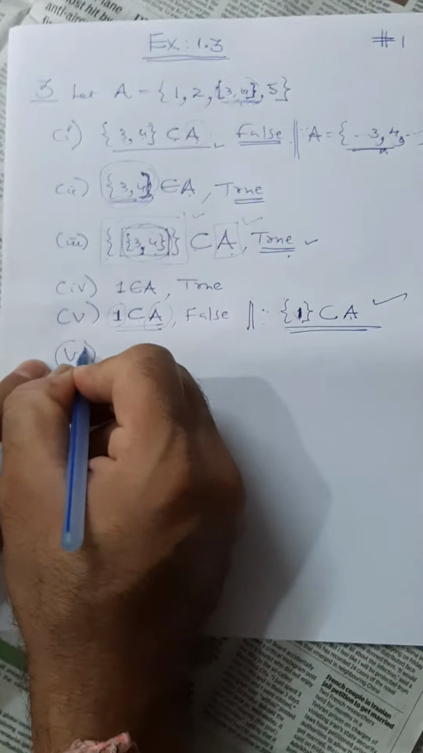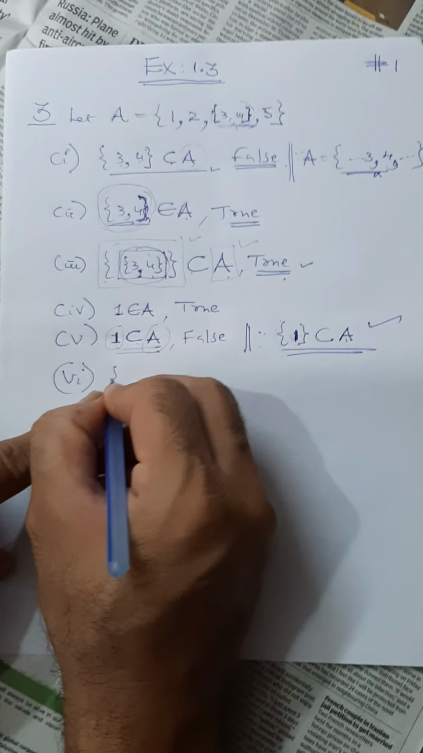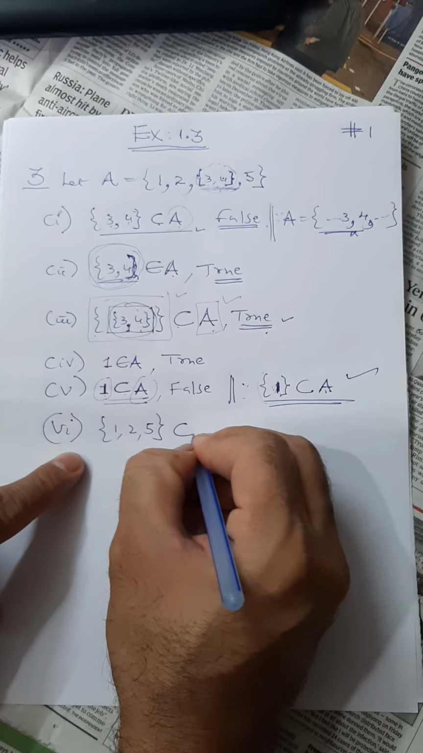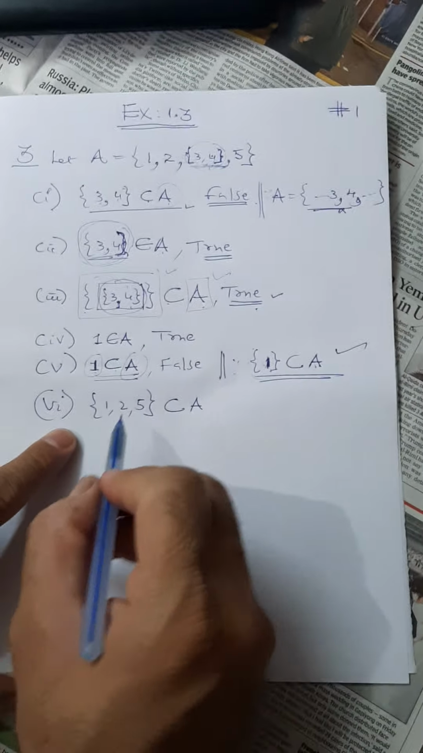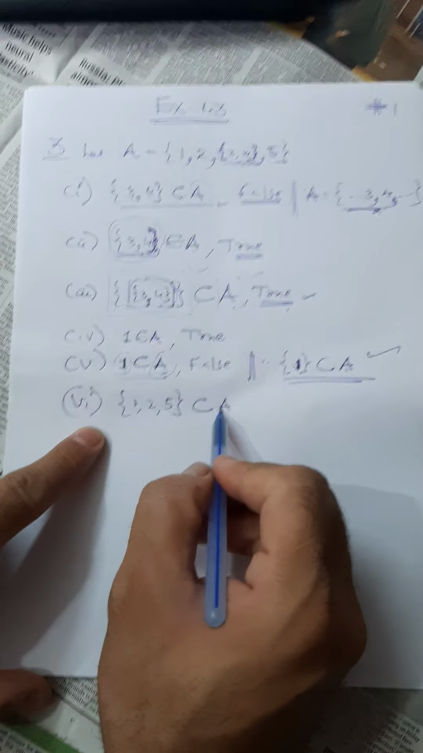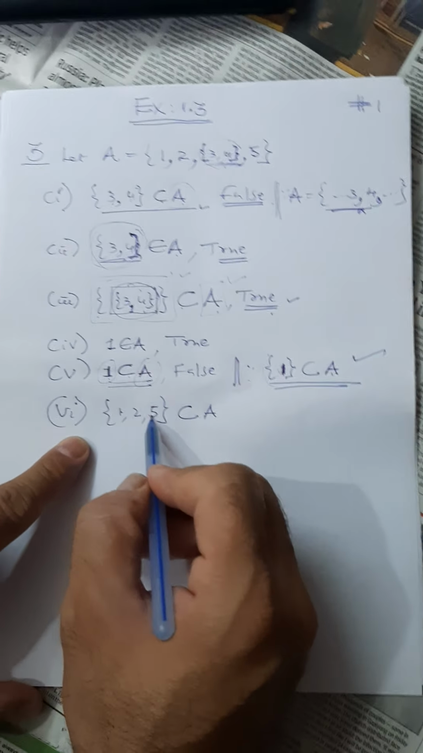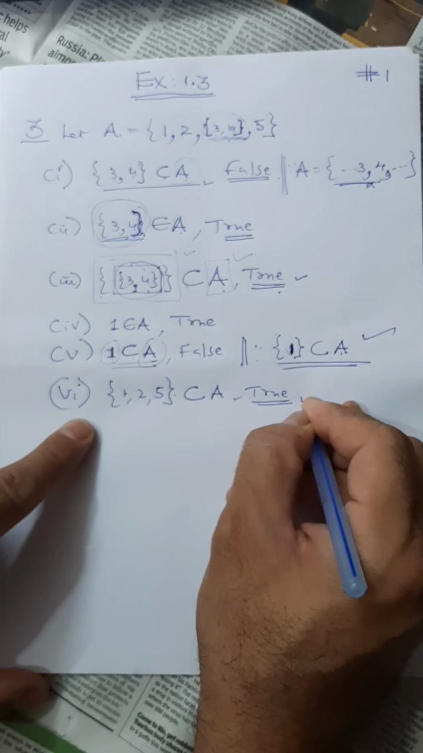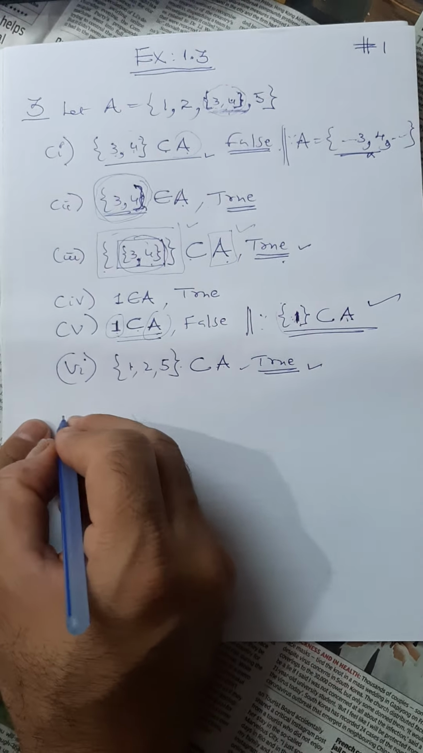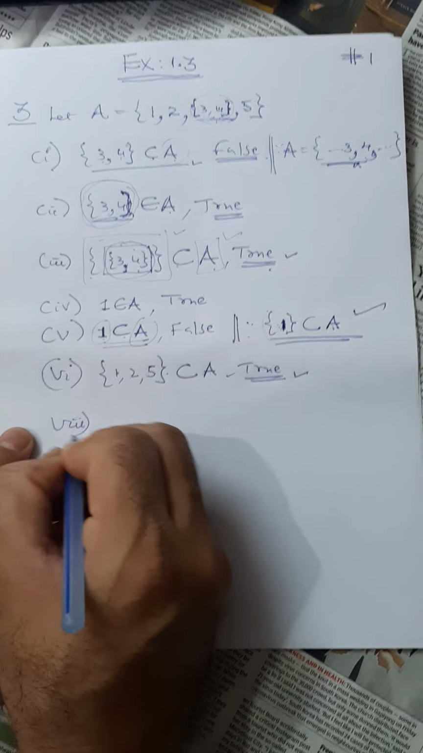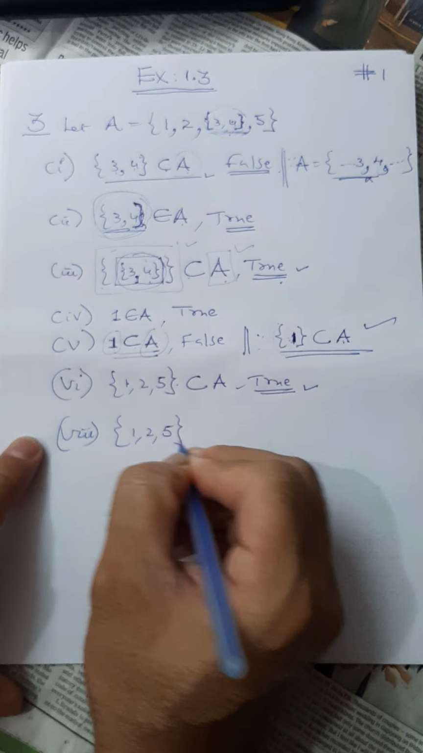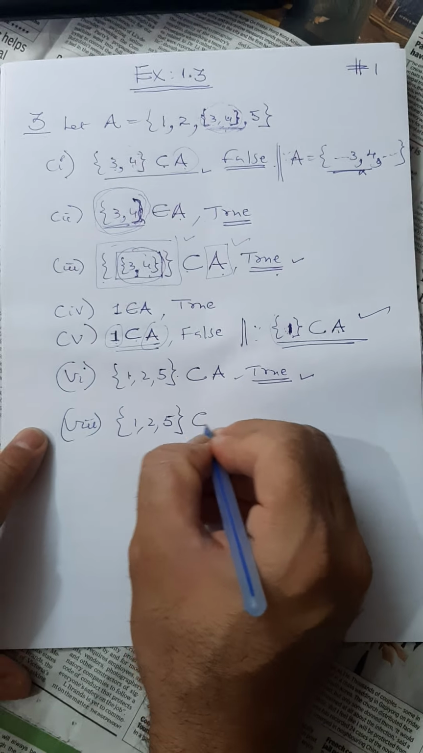Sixth one, if I go, 1, 2, 5 is a subset of A. Now 1 is a member of A, 2 is a member of A, 5 is also a member of A. So obviously this is true. Next one, if I go to this, 1, 2, 5 belongs to A.